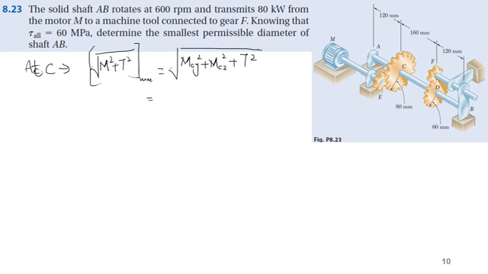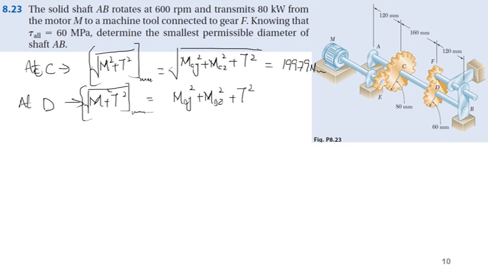Putting in the values we already calculated, this is 1997.9 Newton meter. Similarly at D, the square root of MDY squared plus MDZ squared plus T squared, using the values we already calculated, will become 2264.3 Newton meter. Now, if you look at the maximum value, it's at D, that is 2264.3 Newton meter.